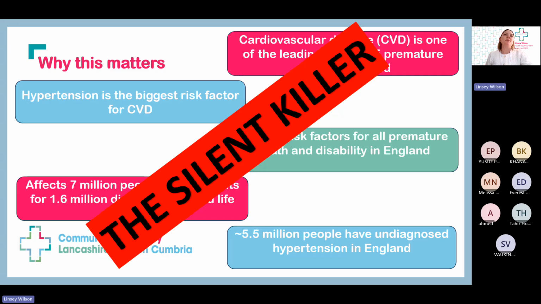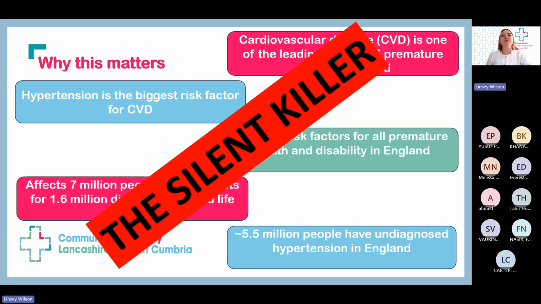So why does hypertension case finding matter in community pharmacy? So we know that CVD is one of the leading causes of premature death in England, and we know it accounts for probably around 25% of the life expectancy gap, which in today's day and age with today's medicine and healthcare is absolutely crazy. And we know that hypertension then is the biggest cause for CVD.